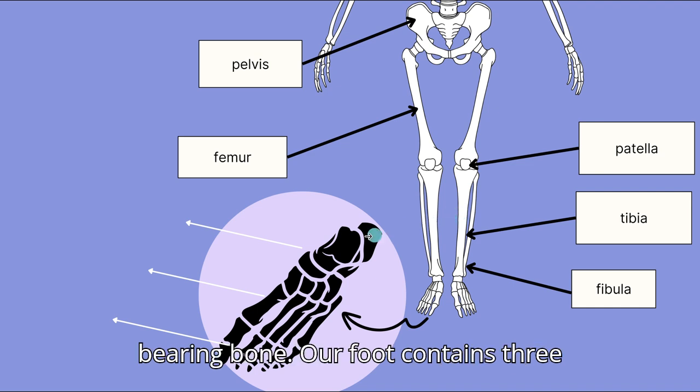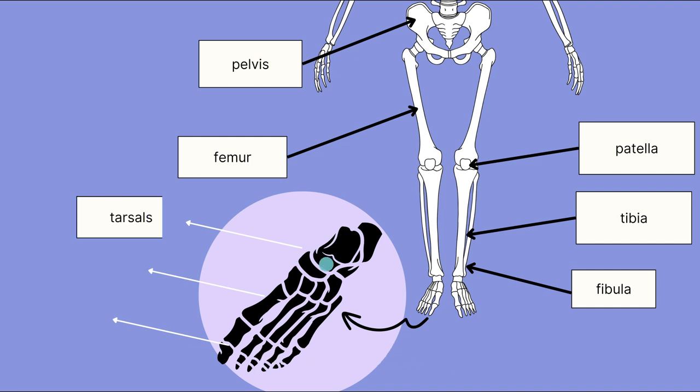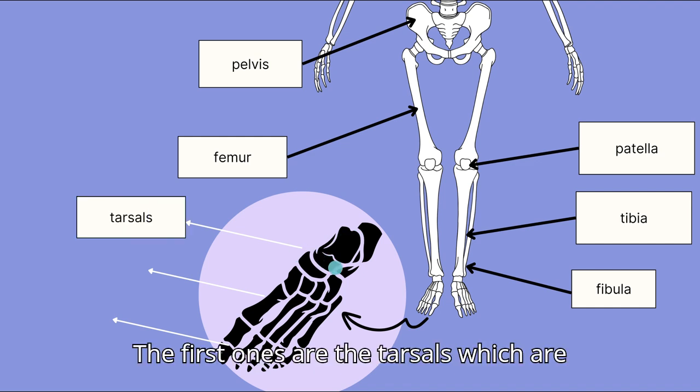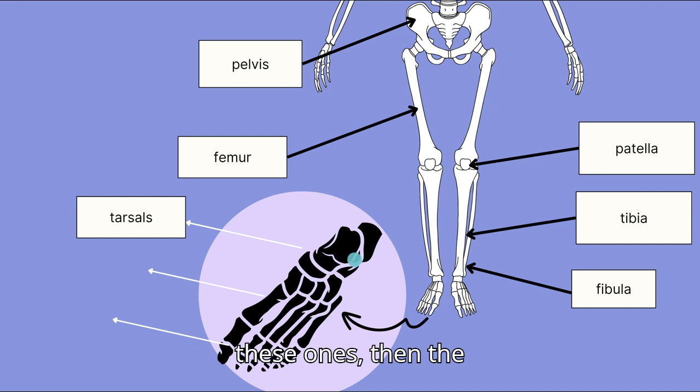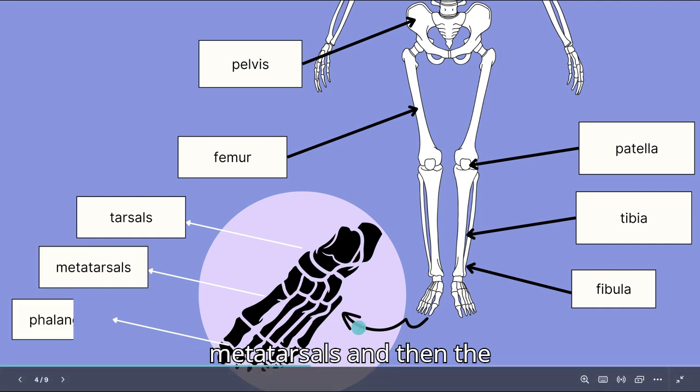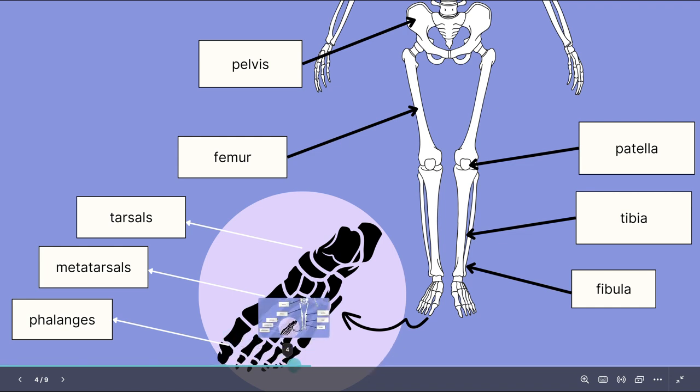Our foot contains 3 groups of bones. The first ones are the tarsals, which are these ones, then the metatarsals, and then the phalanges.